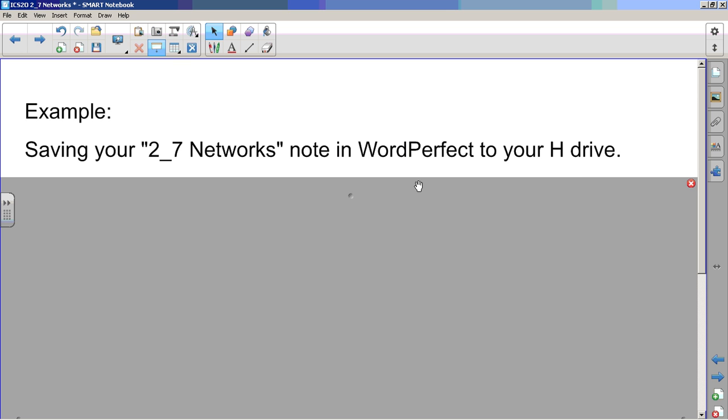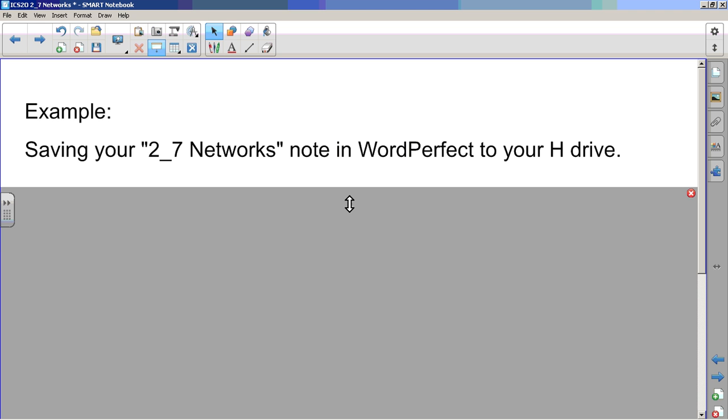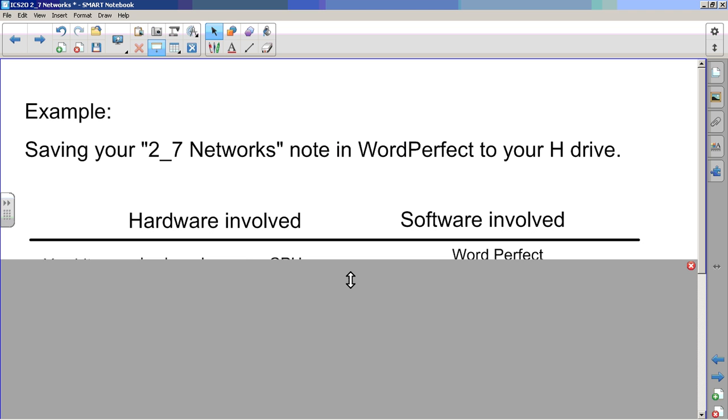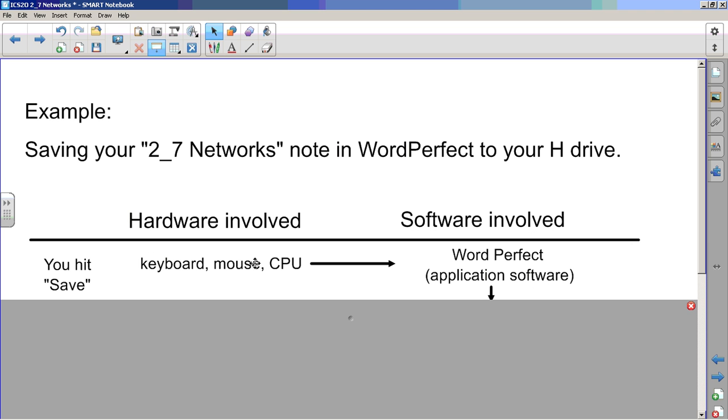So what actually happens? Well, there's a series of steps, and I'm going to try and explain it a little bit, but there's a number of things that happen. So the hardware involved, when you hit save and you're doing your word processing, there's the keyboard, mouse, and the computer that's right in front of you. Your CPU, central processing unit, is right in front of you. That's the hardware that's involved. But there's software, of course, that's involved as well.